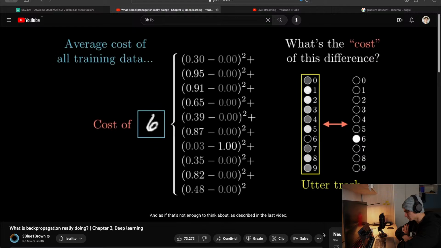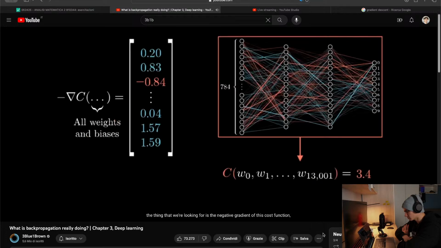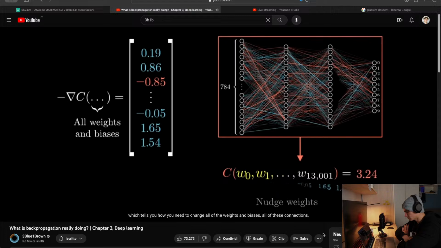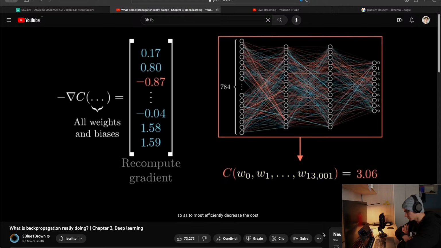And as if that's not enough to think about, as described in the last video, the thing that we're looking for is the negative gradient of this cost function, which tells you how you need to change all of the weights and biases, all of these connections, so as to most efficiently decrease the cost.